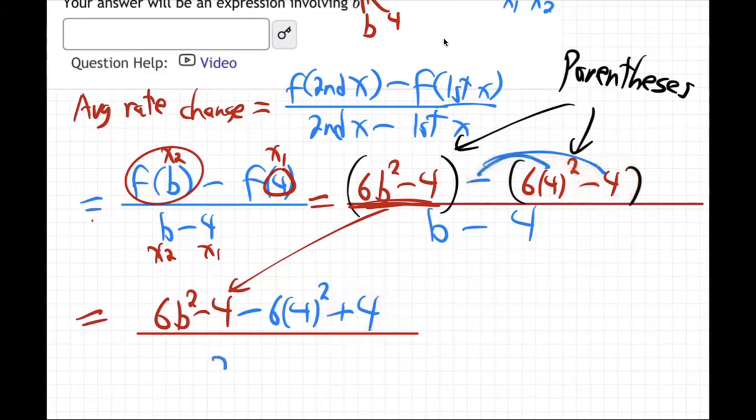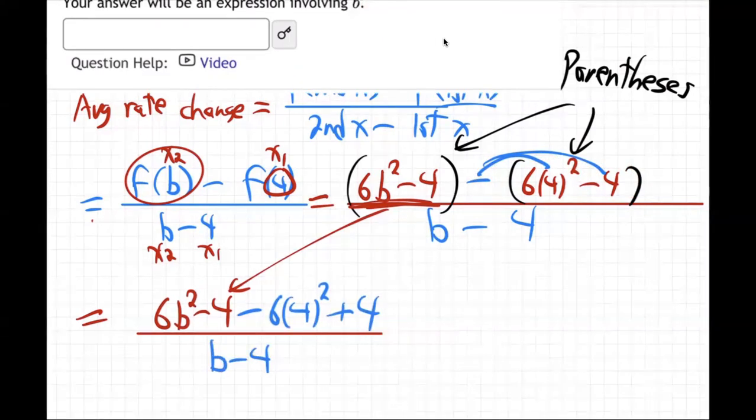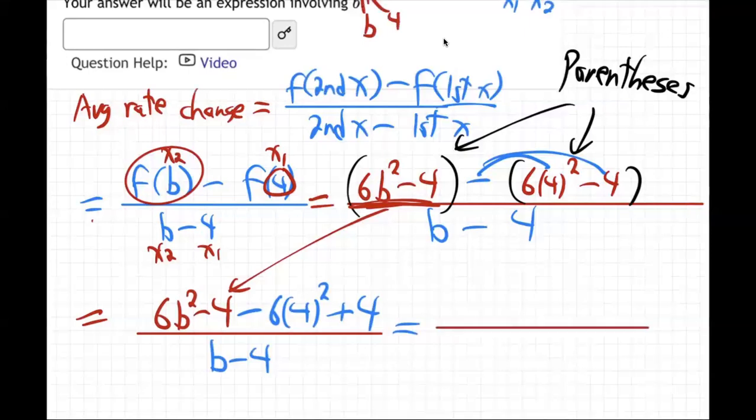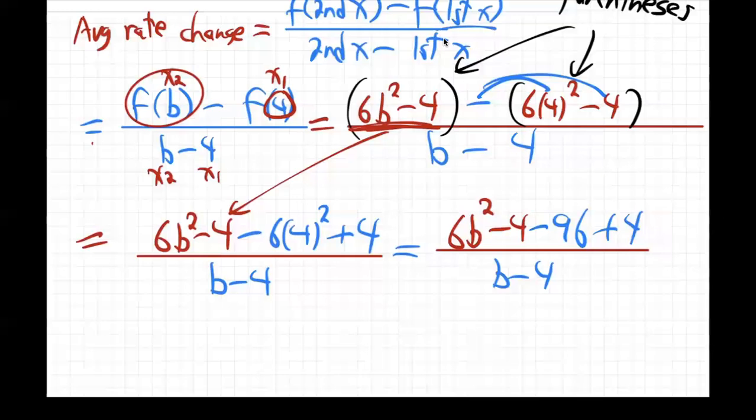Watch out for that. Such an easy mistake to make. A lot of people make that mistake. Okay, so then keep it going here. So just work these numbers out now. So this is 6b squared minus 4, and then what is that? Minus, use your calculator, 16 times 6, that's 96, plus 4, over b minus 4.